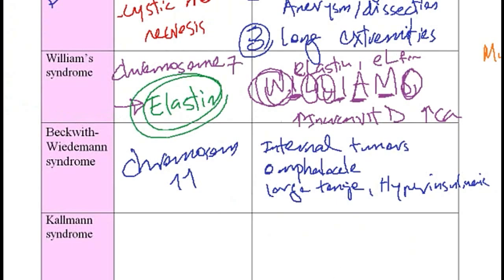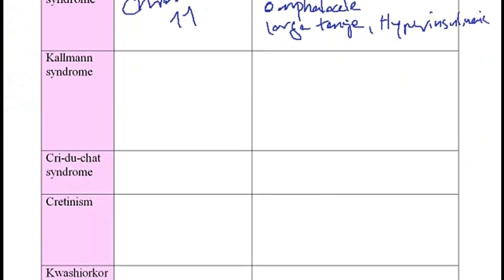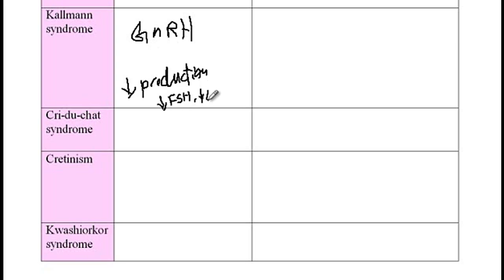The next condition is Kallmann syndrome, which is due to the defects in the GnRH hormone. So GnRH, which is produced by the hypothalamus, and thus due to the decreased production of GnRH, these patients will have decreased FSH, decreased LH, decreased estrogen, decreased testosterone, and decreased sperm count. So they would develop lack of secondary sexual characteristics.